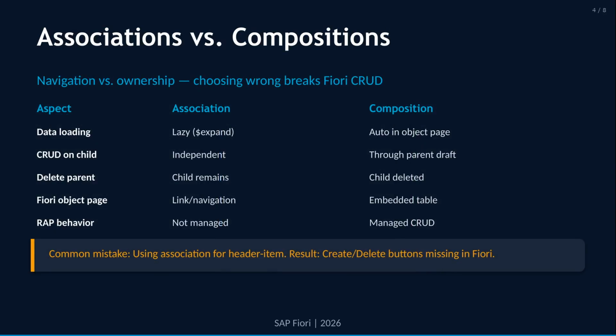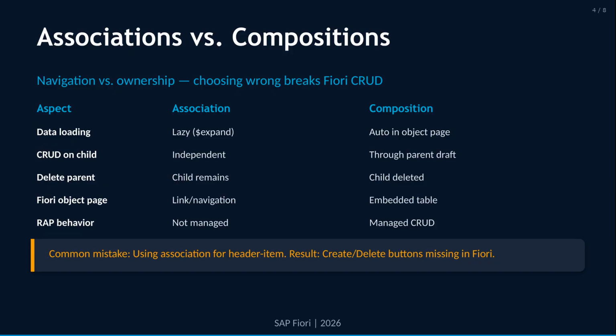CDS views do not exist in isolation. They connect to each other through associations and compositions. An association is a navigational link between two entities. For example, a purchase order header has an association to its items, and each item has an association to a material master. The target data is only fetched when the UI navigates to it or when an OData expand is requested. A composition is stronger.